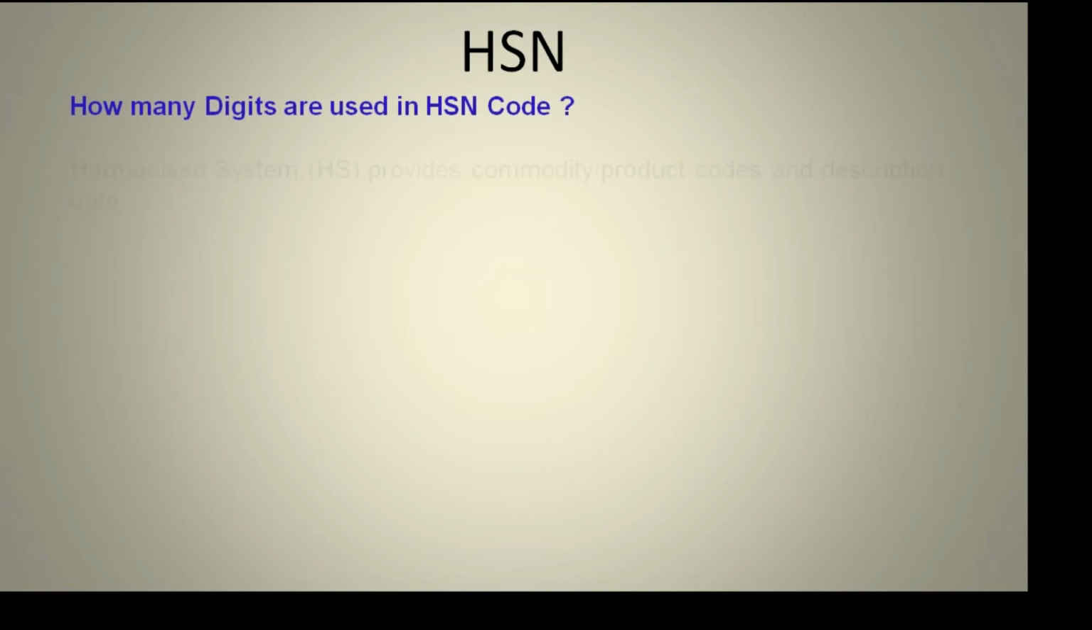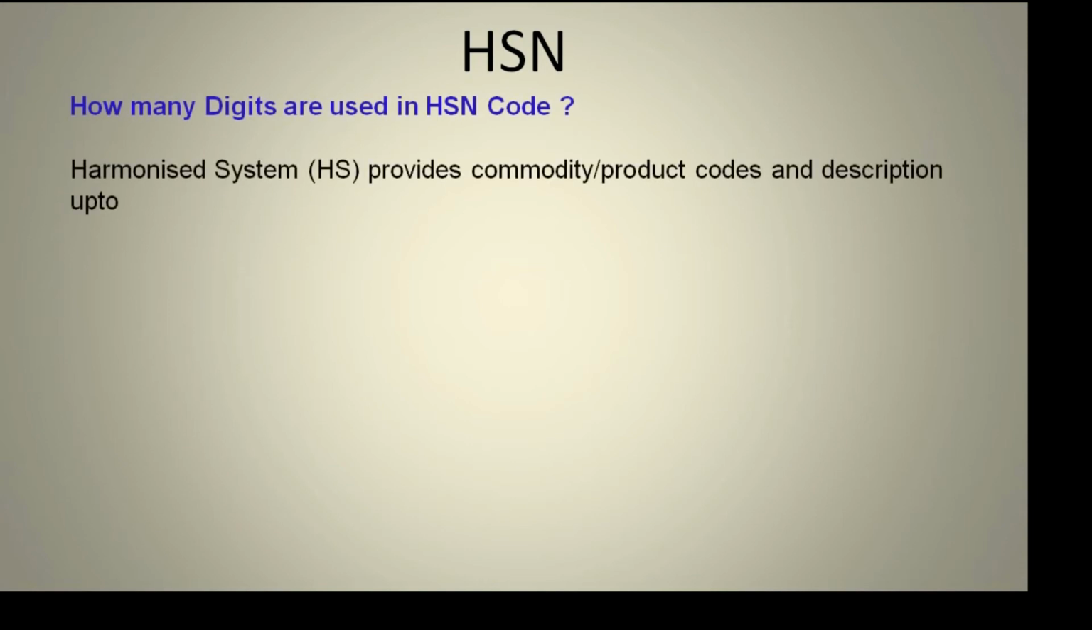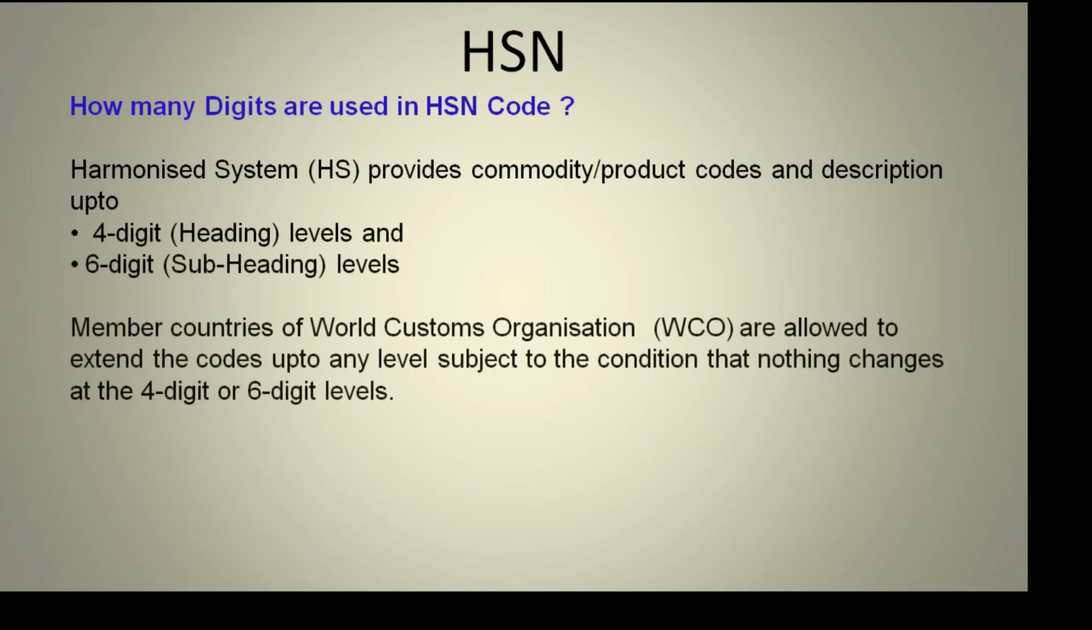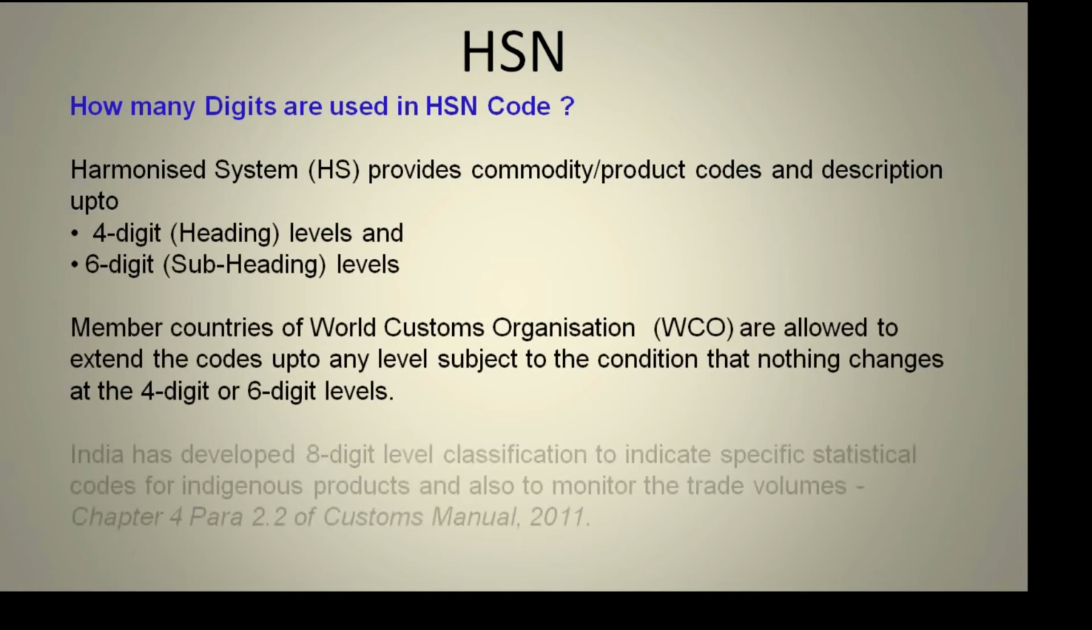How many digits are used in HSN code? The Harmonized System provides commodity or product code and description up to 4-digit levels and 6-digit levels, that is subheading levels. Member countries of the World Customs Organization are allowed to extend the codes up to any level, subject to the condition that nothing changes at the 4-digit or 6-digit levels.